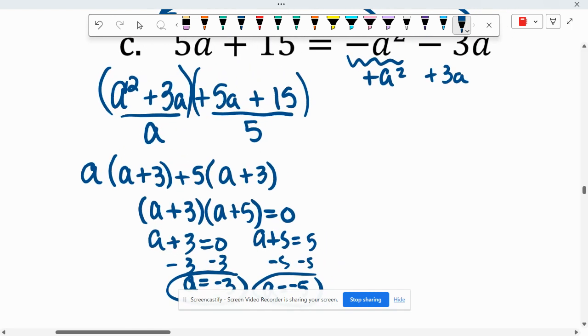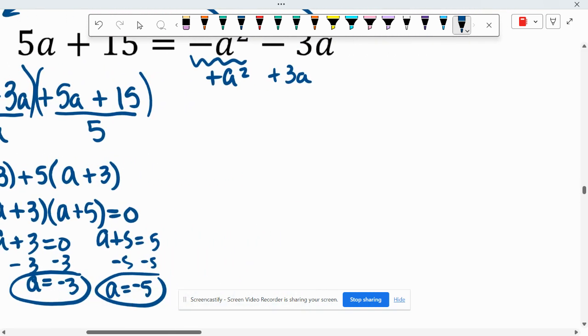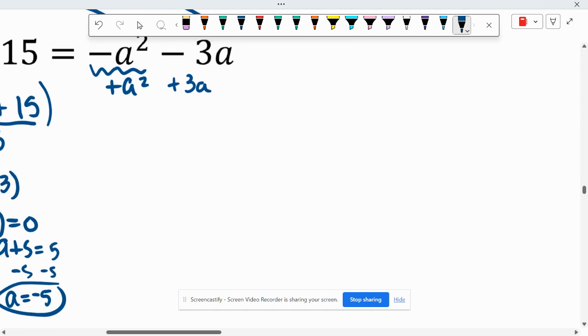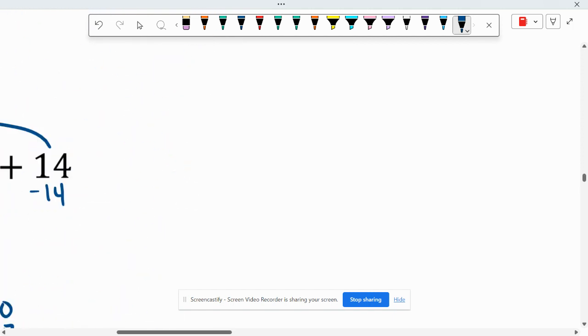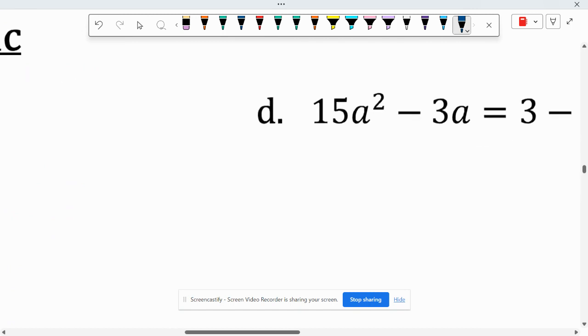We still have D, E, and F. We're going to do 2 of them. Pick which 2 you want to do. Do you want to do D, E, E, F, or D, F? D and E, I agree. Let's look at D.